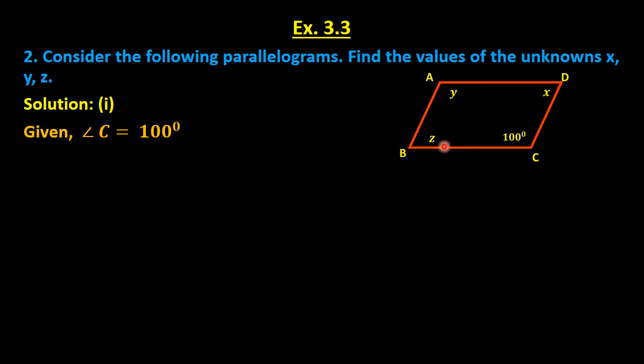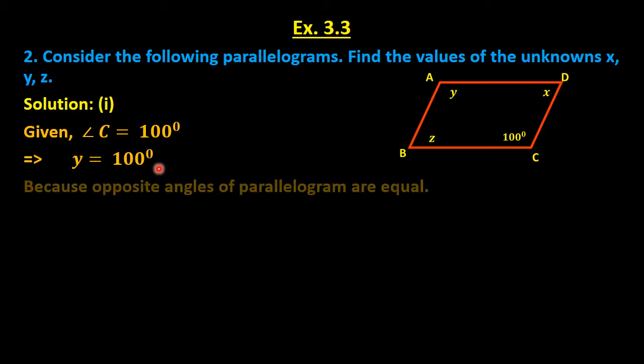We have already learned in the properties of a parallelogram that the opposite angles are equal in measure. Angle C is given, which is 100 degrees, and the angle opposite to angle C is angle A. So using the property of a parallelogram, the value for y is also 100 degrees because these two are opposite angles. So y equals 100 degrees because the opposite angles of a parallelogram are equal in measure. We have got the value for y. Now we need to find the values for z and x.